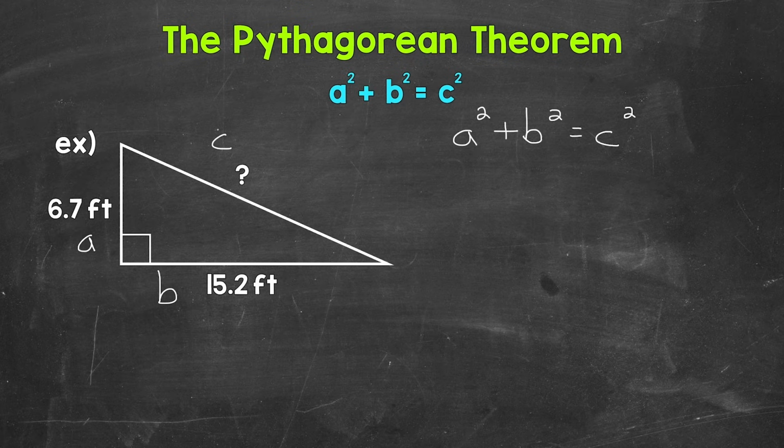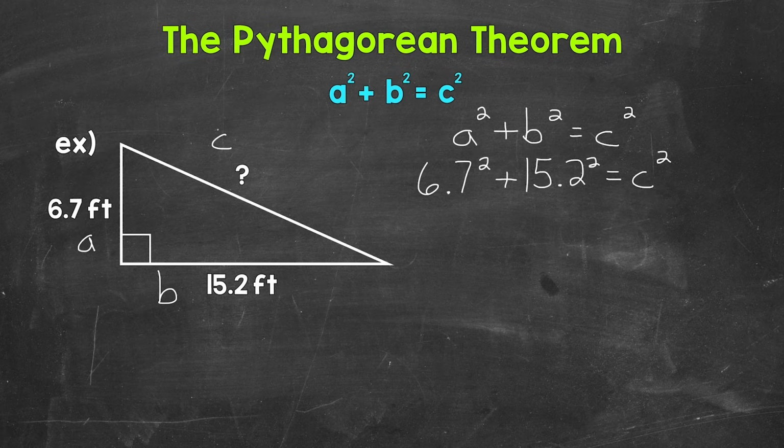So we are going to use A squared plus B squared equals C squared. Now we can plug in what we are given and work through this equation in order to figure out the length of the hypotenuse. A is 6 and 7/10 feet, so let's plug that in. So 6 and 7/10 squared, plus B is 15 and 2/10 feet, so let's plug that in. So 15 and 2/10 squared equals C squared.